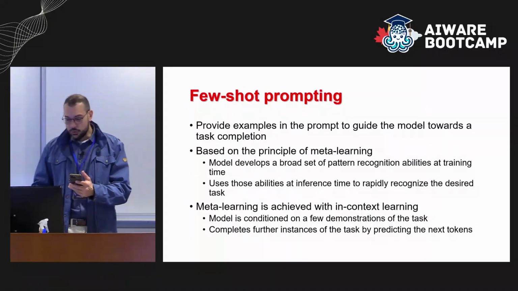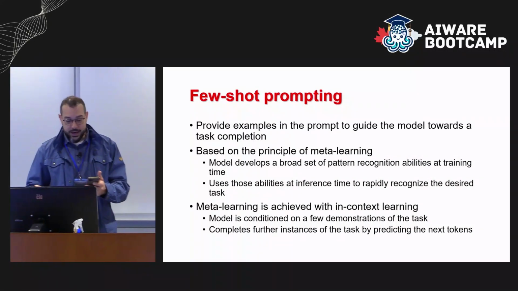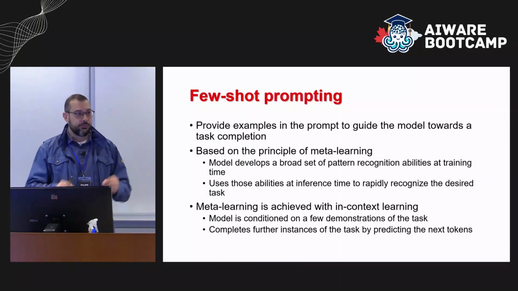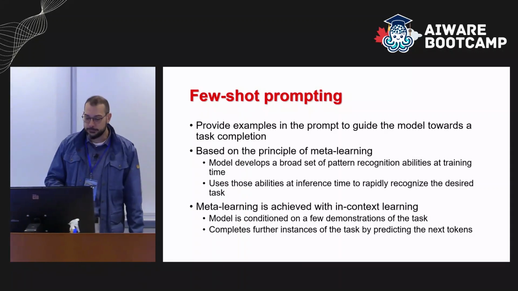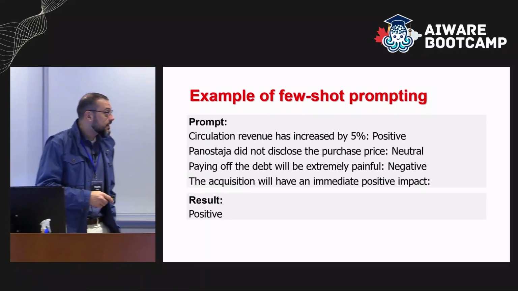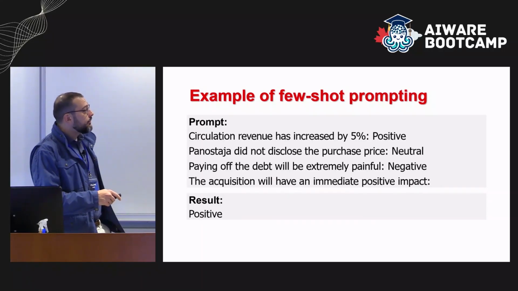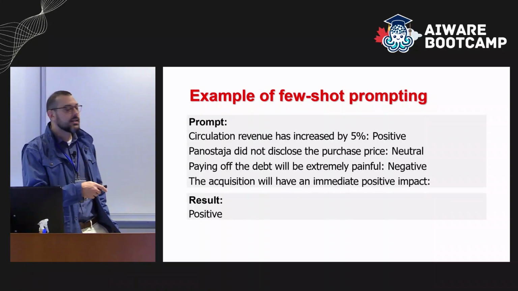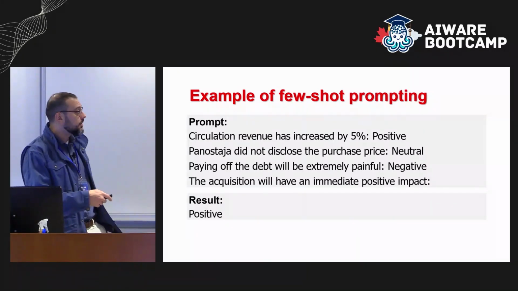Okay, so it's based on this principle of meta-learning, where you teach the model from the prompt by itself. Here's an example, nothing better than an example. These are the few-shot examples. Circulation revenue has increased by 5%. Again, this is a sentiment classification task that we are trying to achieve here with this prompt.